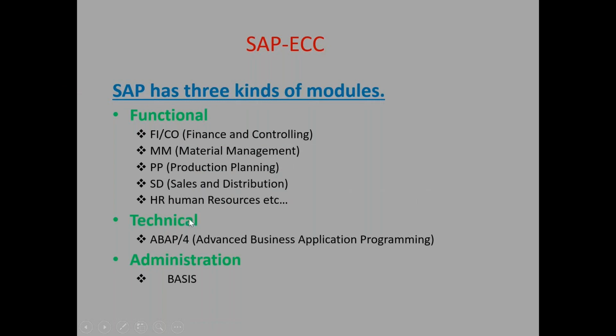And we have one pure technical module, that is ABAP4. ABAP is Advanced Business Application Programming, and 4 means fourth generation language. This is the next generation, high-end programming language. For server administration, they designed one module, which is the base module. So when they released the SAP R3 system, it was divided into these three kinds of modules.